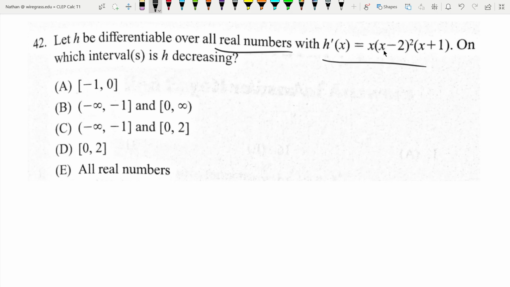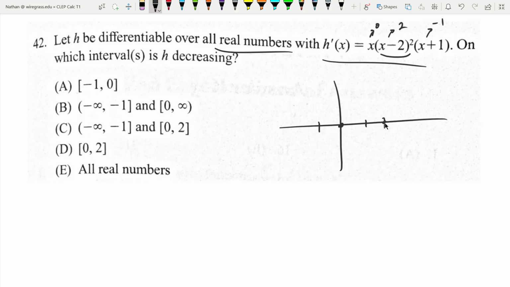To do this, all we have to do is figure out the zeros. The zeros, of course, happen at 0, 2, and -1. And because this is (x - 2) squared, we know it's going to be something like this. It's equal to 0 at 0, at positive 2 here, and at -1 here. So we can see that all of these things are really positive.